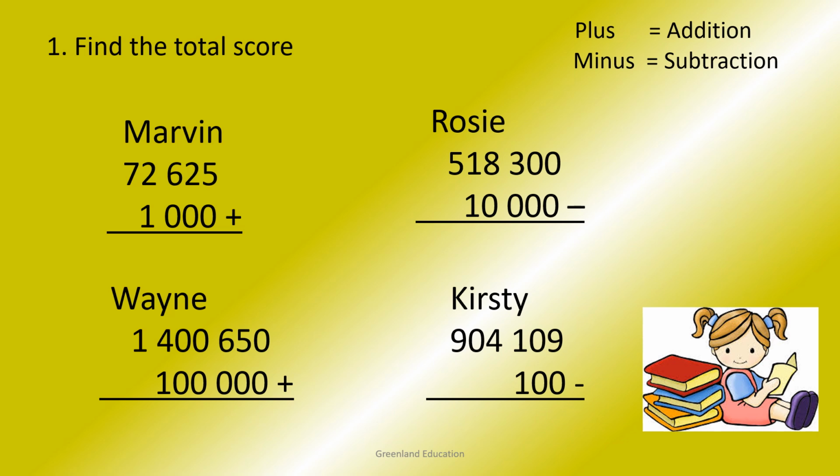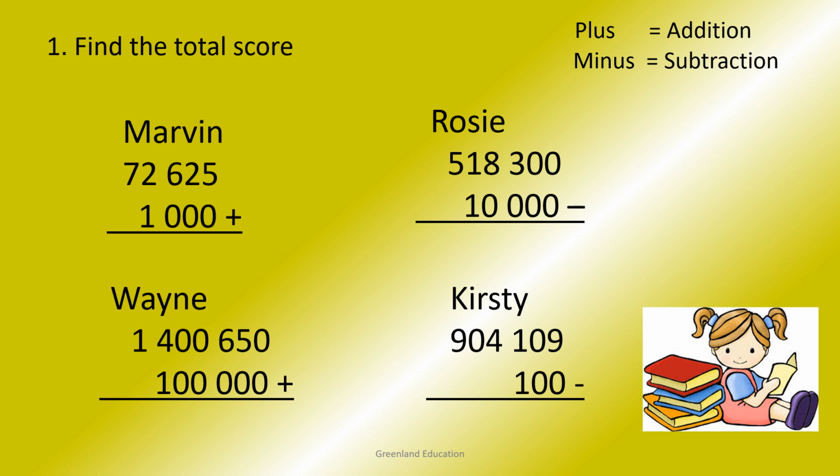Let's move to the first question. Find each person's total score. You can see there is a table in your textbook. In the first column there are some names, 4 names. In the second column you can see game 1 points. In the third column you can see bonus or penalty points. Here they have given two words, plus and minus. Plus means addition, minus means subtraction.